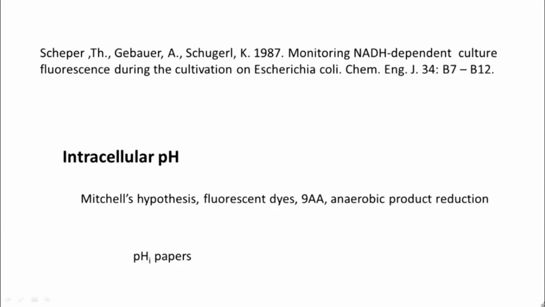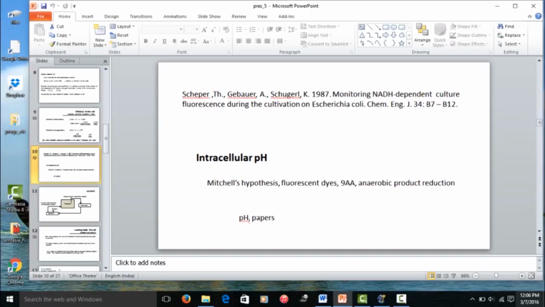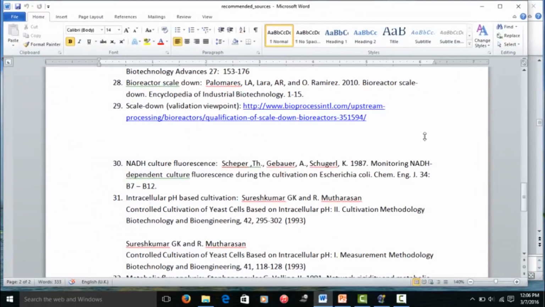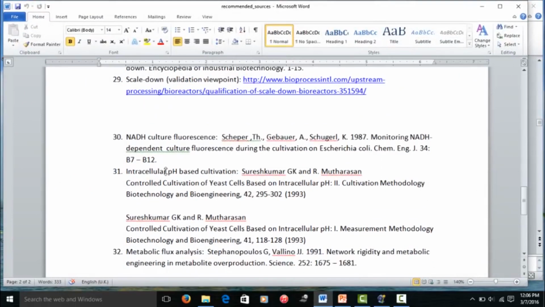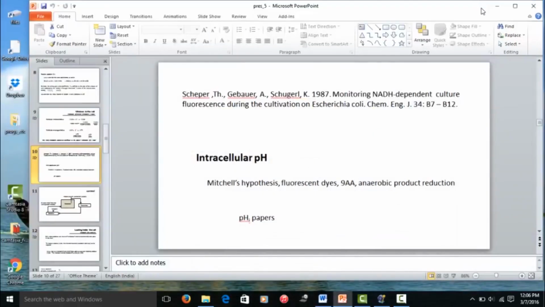There are a couple of papers on intracellular pH which are given here. I would not discuss them further because of the introductory nature of this course, but if you're interested, you can look at these two papers given under 31 and know more about the intracellular pH itself. Okay, let us move forward from here.